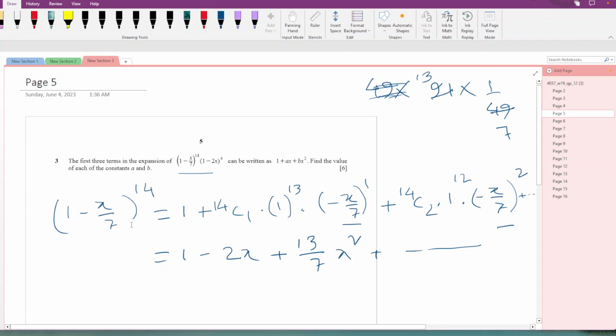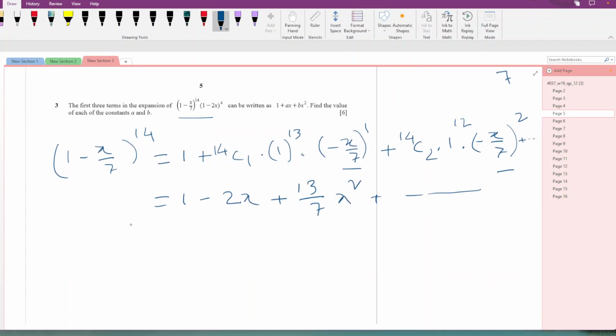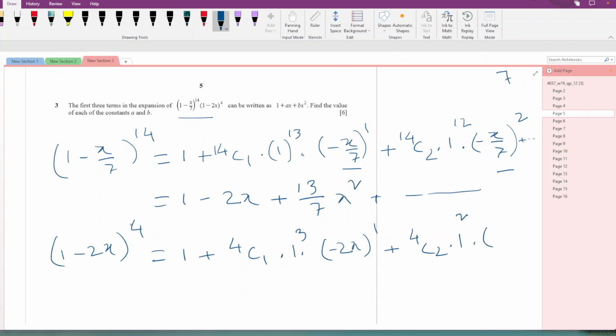Now I expand (1 minus 2x) to the power 4: 1 to the power 4 plus 4C1 into 1 to the power 4 minus 1, 3, and minus 2x to the power 1, plus 4C2 into 1 to the power 4 minus 2, that is 2, and minus 2x whole to the power 2.